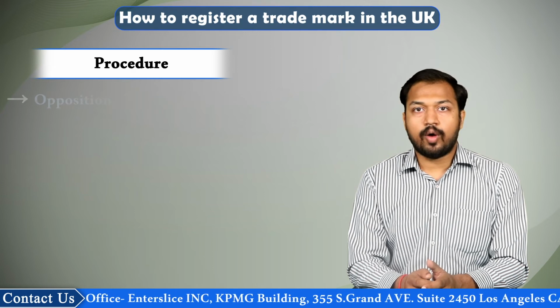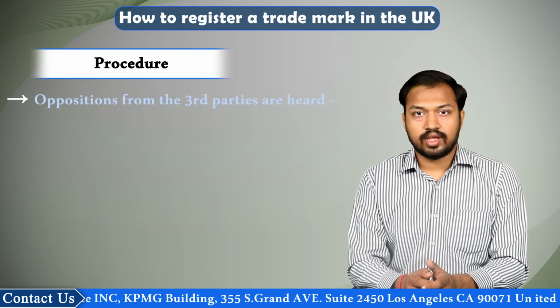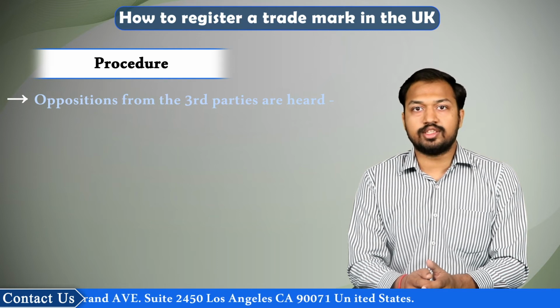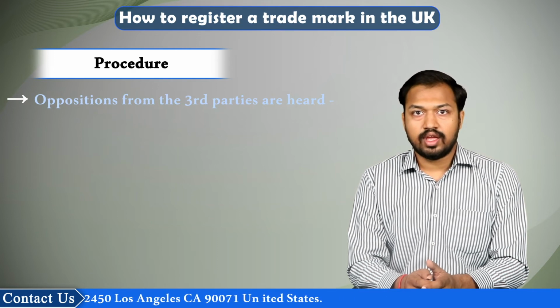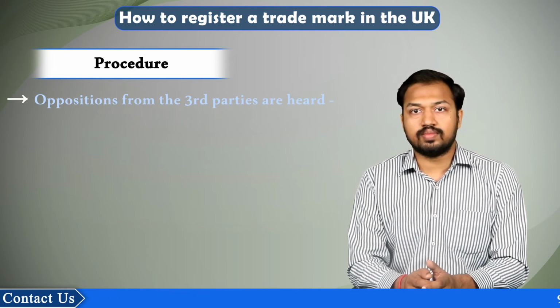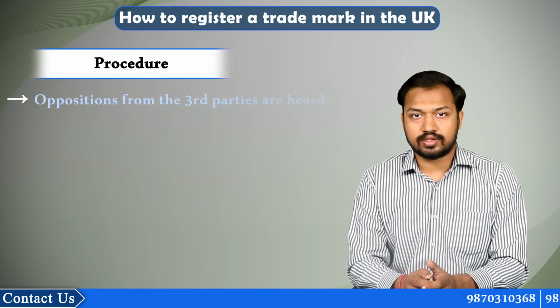In the sixth step, opposition from third parties is heard. It is the duty of the UK IPO to inform you whether any objections have been raised against your application in the given time period. If there are any objections raised against your application, you will not be able to further register your trademark under the relevant class or terms until the matter is resolved among the parties.